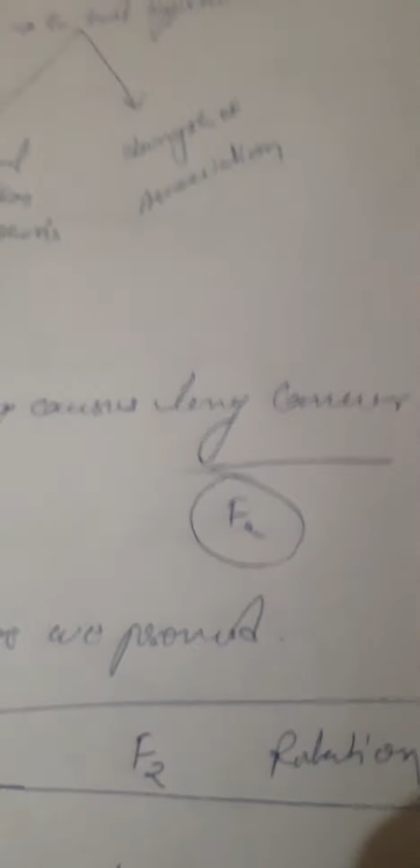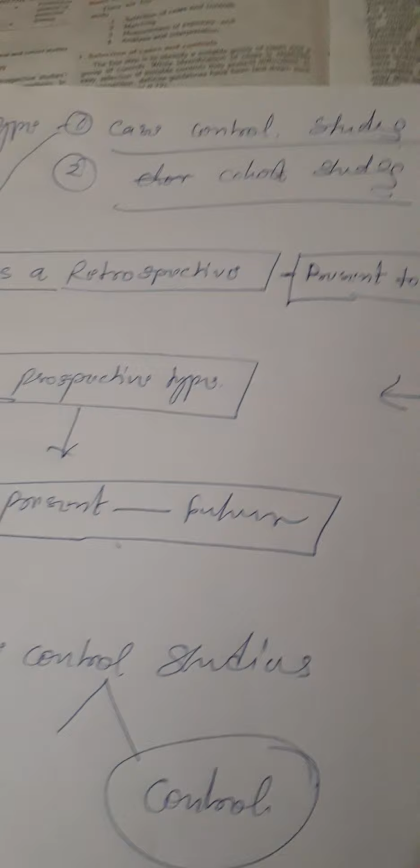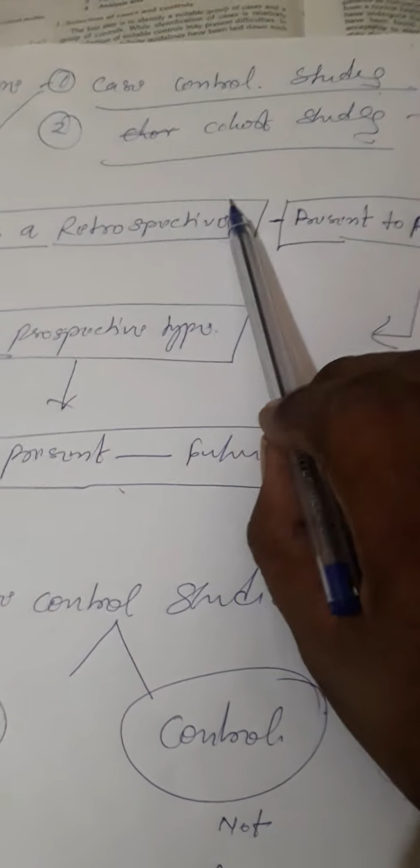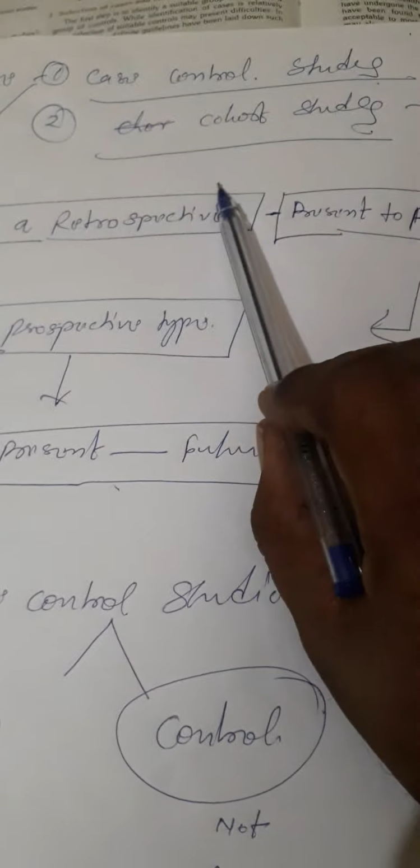Now we move on to the types. There are two types of method in the analytical method. The first one is the case control study, and the second one is the cohort study. Then why do we think about only two types? Because the hypothesis is a statement, and we test the hypothesis. So what conditions will there be, and how will we start the study? There are two technique points.